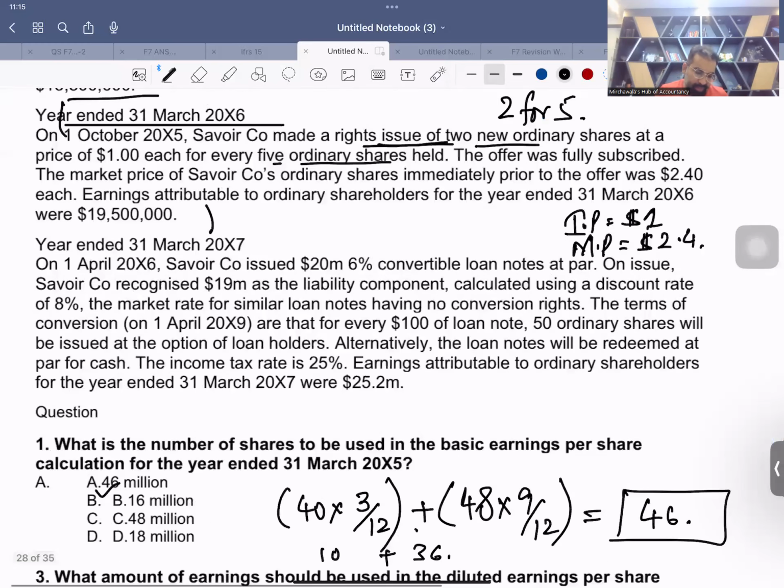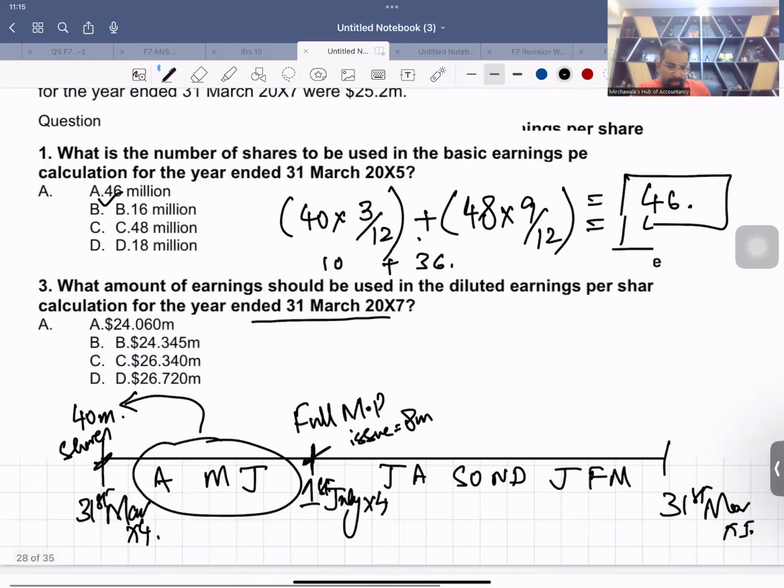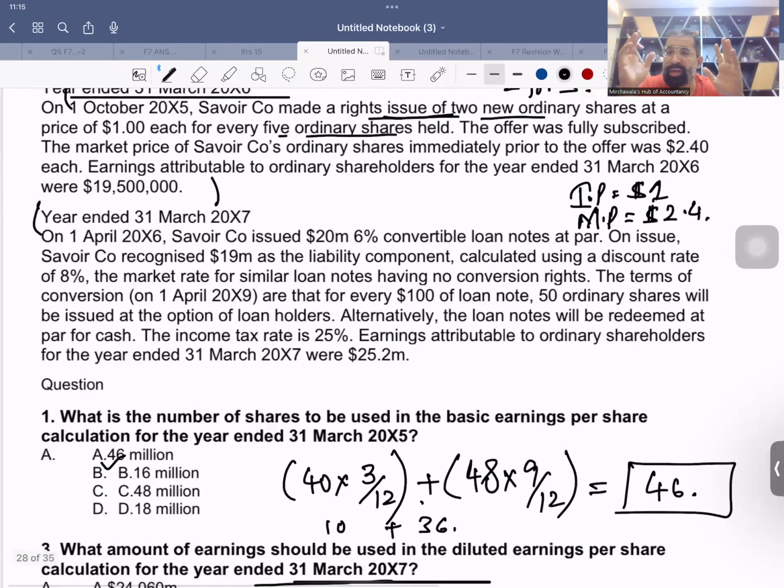Now the next thing is all about convertible loan notes. What amount of earnings should be used in the diluted earnings per share calculation for the year ended 31st March X7? I hope you remember that diluted EPS means reality plus imagination. So let's see. For diluted EPS, we need to see potential ordinary shares.